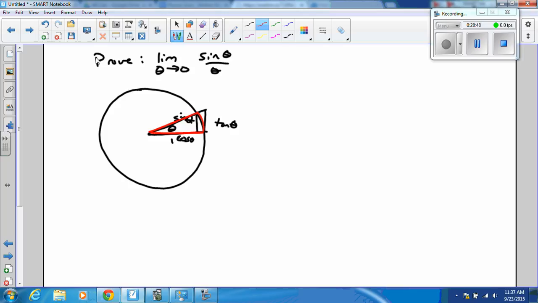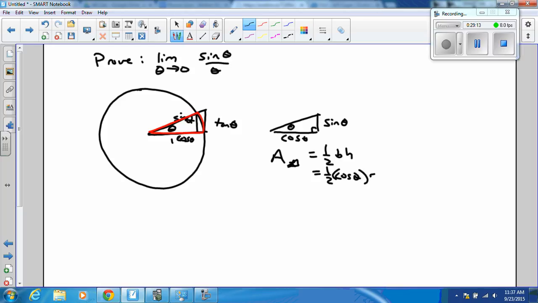All right, so let's do the areas of the triangles first. My inside triangle has an angle of theta, and it has a side of cosine, and a side of sine, and it's a right triangle. So its area, let's call that little triangle, actually, I'll just use a little triangle shape for it, is 1/2 of base times height, which is 1/2 of the base, cosine theta, and the height is sine theta. Is everybody with me so far?